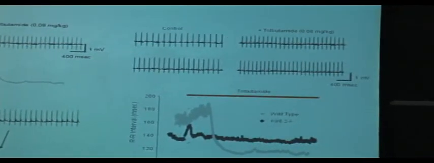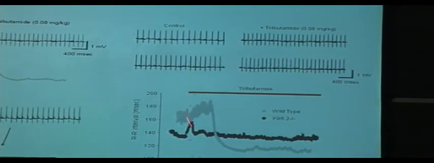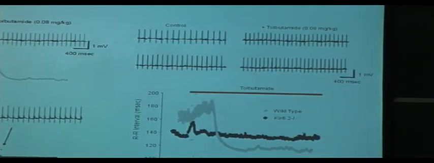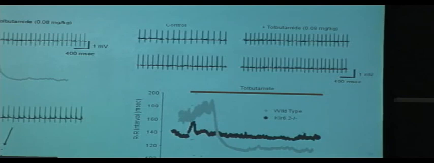Why am I showing this? Oh, this is to show that if we do this experiment in Kir6.2 knockout animals, which have no KATP, we don't get any effect of tolbutamide on the heart rate.